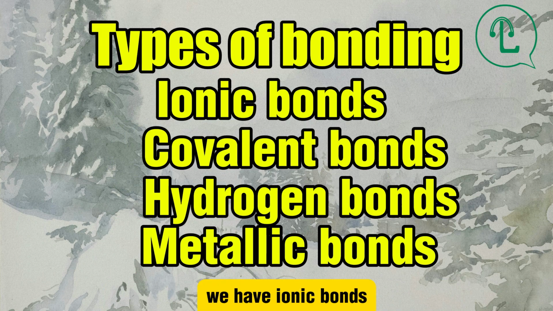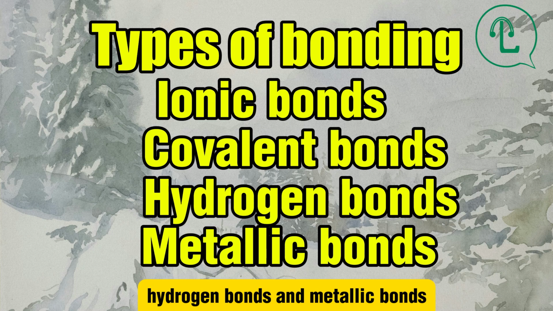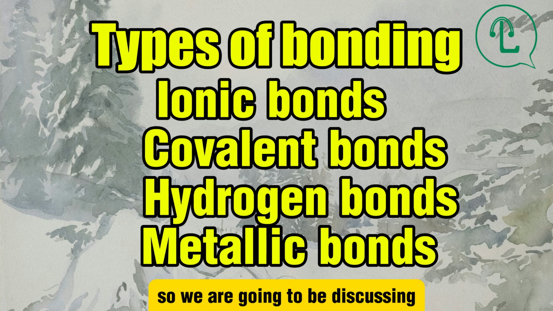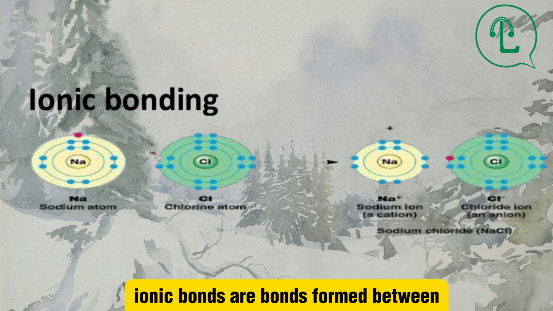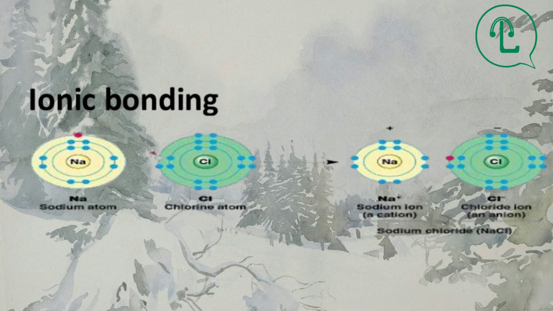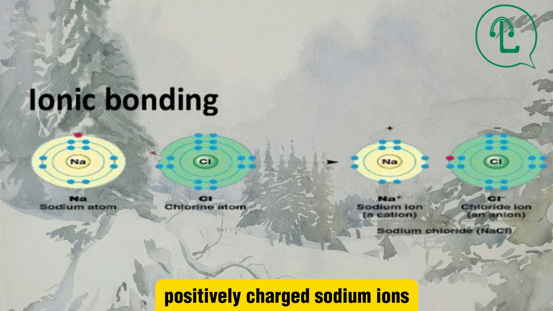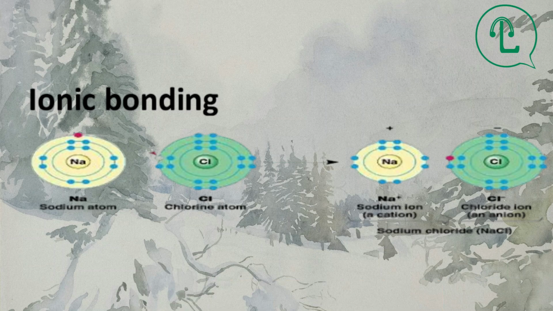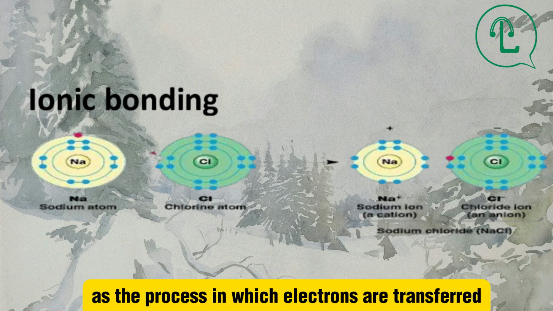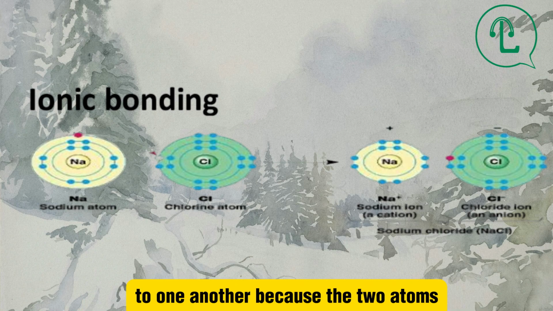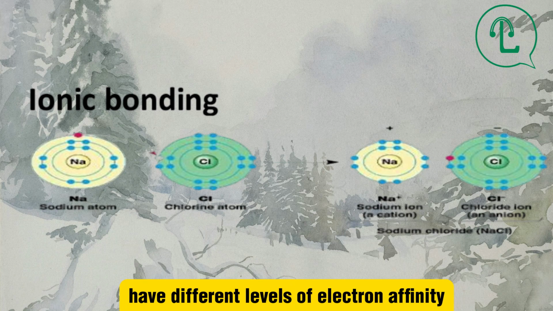Types of bonding. We have ionic bonds, covalent bonds, hydrogen bonds, and metallic bonds. So we are going to be discussing these 4 types of bond. Ionic bonding. Ionic bonds are bonds formed between ions with opposite charges. For instance, positively charged sodium ions and negatively charged chloride ions attract each other to make sodium chloride or table salt. Ionic bonding is also known as the process in which electrons are transferred from one atom to another because the 2 atoms have different levels of electron affinity.